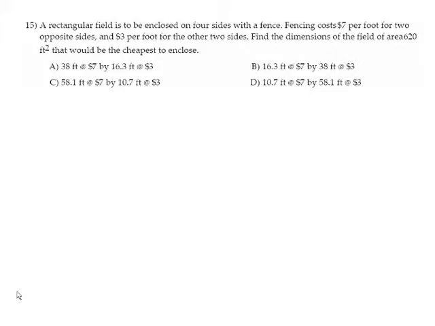Problem 15, we have a rectangular field that's being enclosed on 4 sides. The issue here is 2 opposite sides have a cost of $7 per foot. The other 2 opposite sides have a cost of $3 per foot. And the field is supposed to have an area of 620 square feet. We want to minimize the cost. So let's draw a picture. Rectangular field.